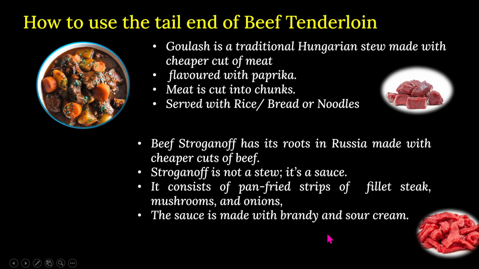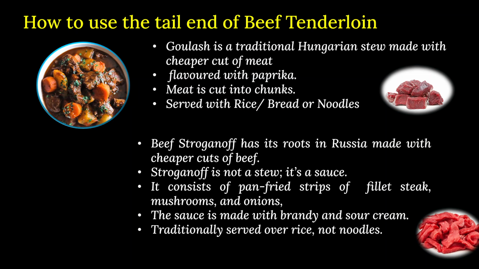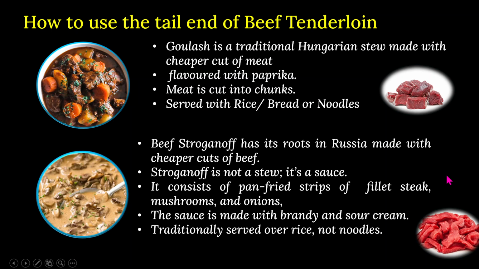The sauce is made with brandy and lots of sour cream. We'll know in detail in the future. I'm just giving you an overview of the preparation of beef stroganoff. Traditionally it is served with rice, not noodles. So goulash is served with rice or bread or noodles, while stroganoff is served with only rice, not noodles, and it looks like this. Okay. So now we have a very clear idea about the steaks obtained from beef tenderloin, starting from the head of the fillet to the end of the tail.